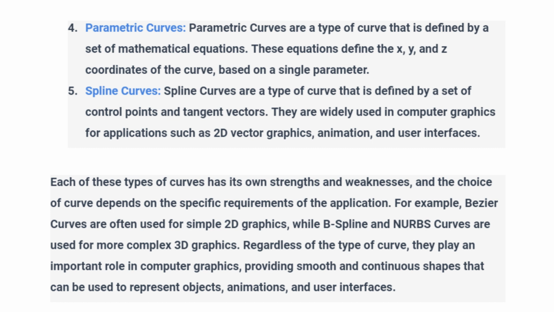Each of these types of curves has its own strengths and weaknesses, and the choice of curve depends on the specific requirements of the application. For example, Bezier curves are often used for simple 2D graphics, while B-spline and NURBS curves are used for more complex 3D graphics. Regardless of the type of curve, they play an important role in computer graphics, providing smooth and continuous shapes that can be used to represent objects, animations, and user interfaces.